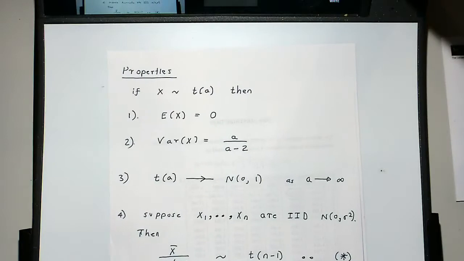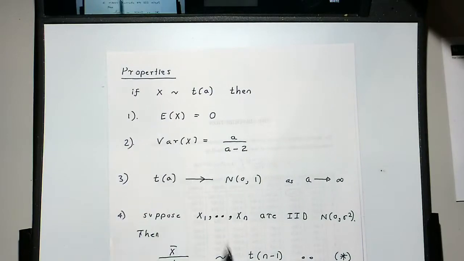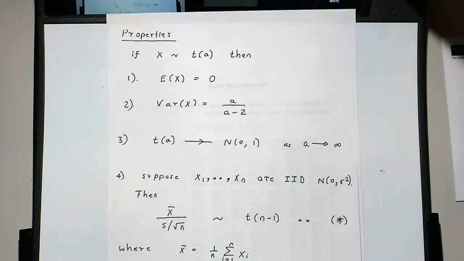And finally, the properties of a t random variable are these. The first property is that the expected value of a t variable is 0. The variance is a divided by a minus 2. As a approaches infinity, the t variable approaches the standard normal variable, right?